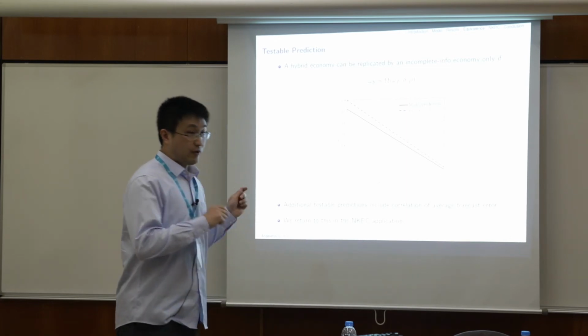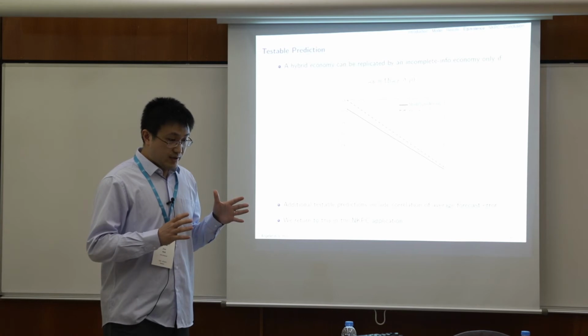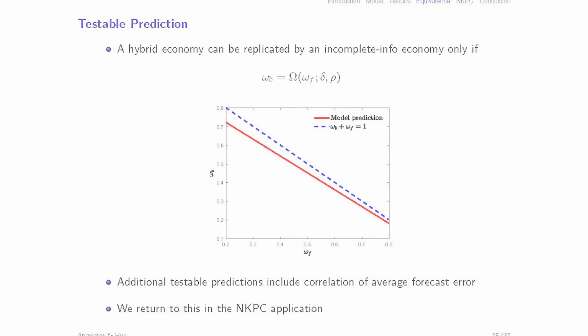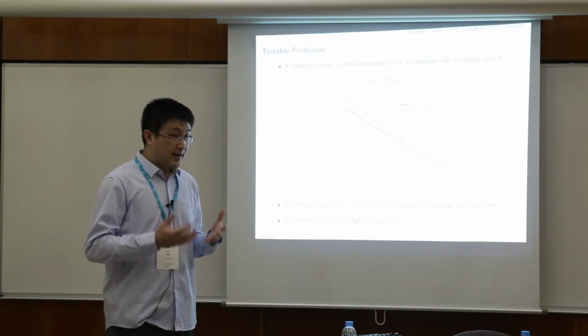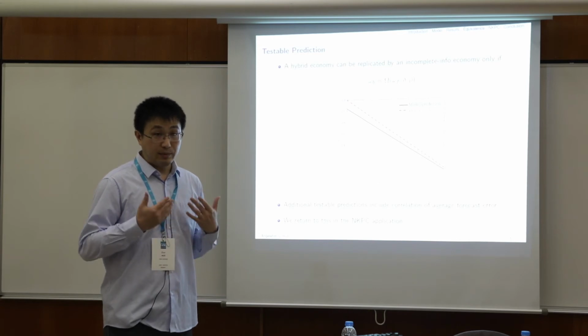So now I go in the other direction. What I just told you about this equivalence result is, suppose I start with an incomplete information model, I can find a hybrid economy. Suppose I go the other way. Suppose I start with a hybrid economy. Can I find the incomplete information model to rationalize this? The answer is not necessarily. Only a class of this hybrid economy can be rationalized by an incomplete information model.